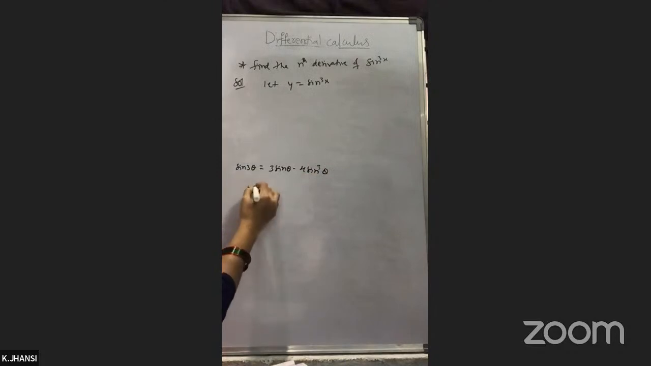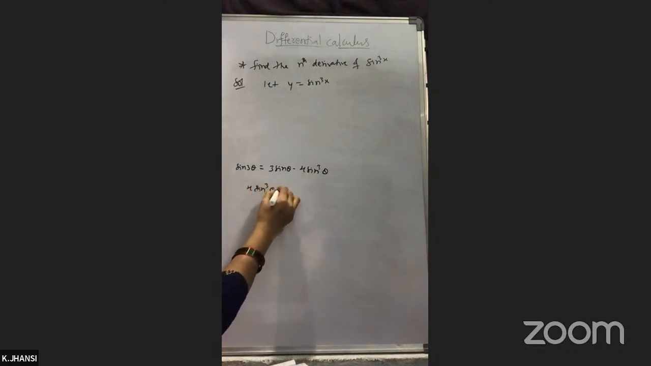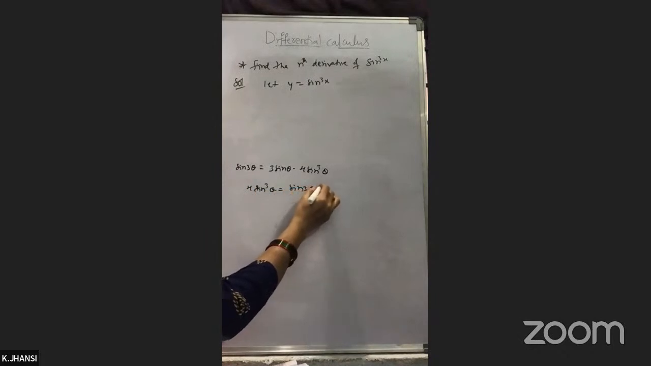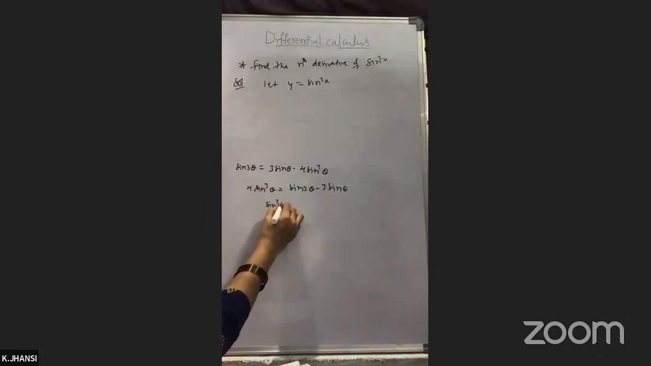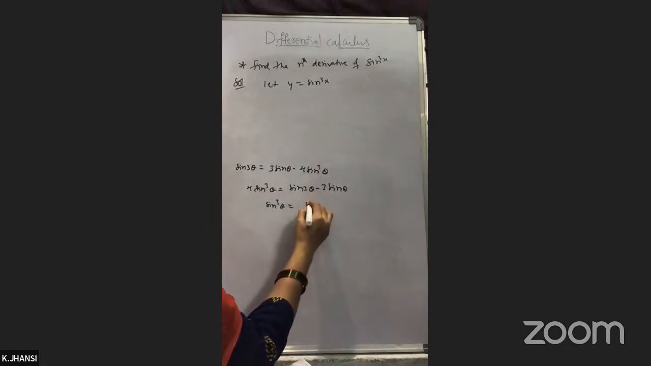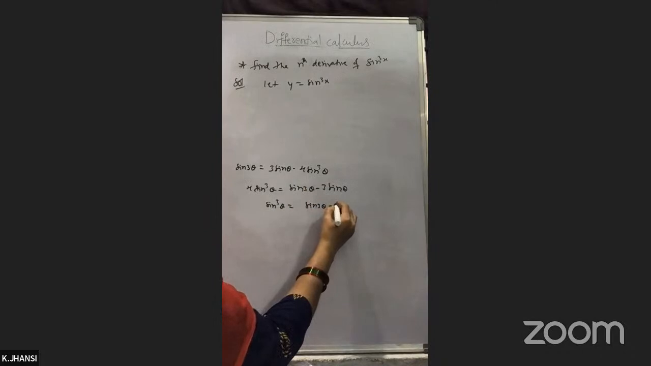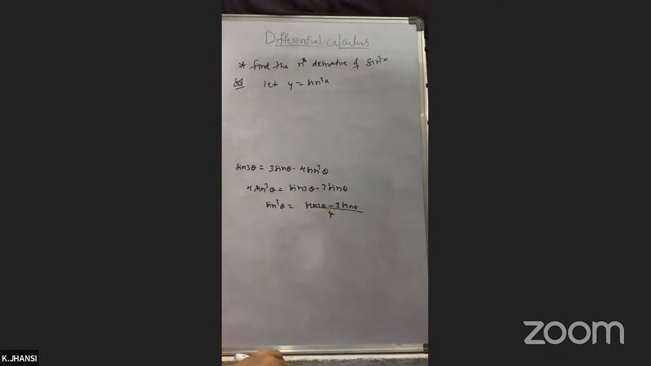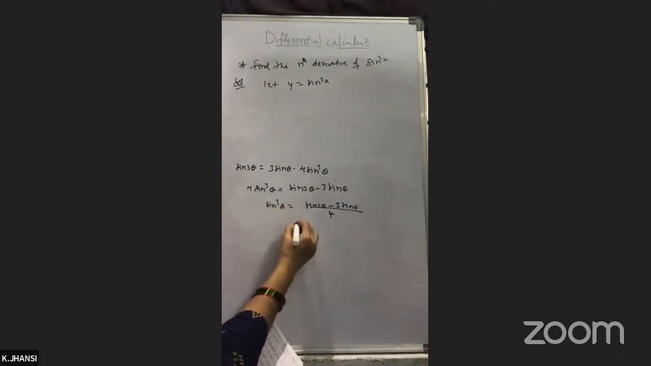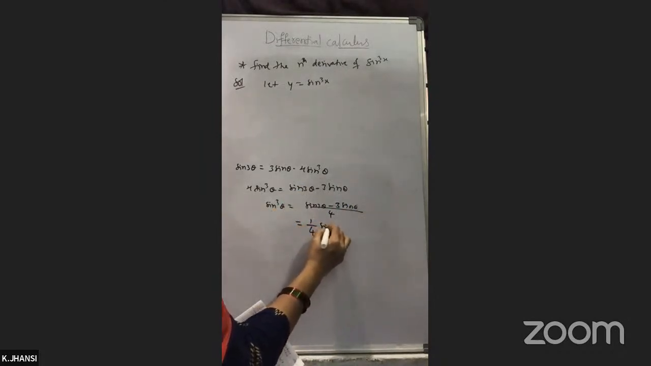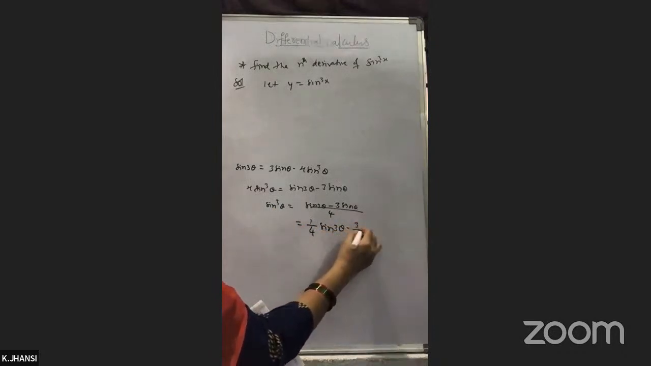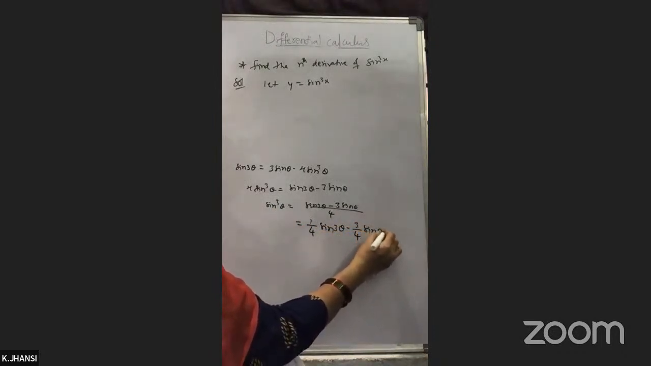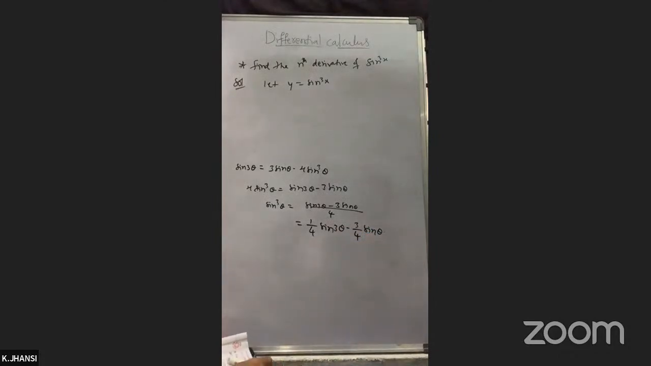If the minus comes to this side, sine cube theta equals sine 3 theta minus 3 sine theta by 4. So this you can write as 1 by 4 sine 3 theta minus 3 by 4 sine theta. This is also one method. So y equals sine cube theta.